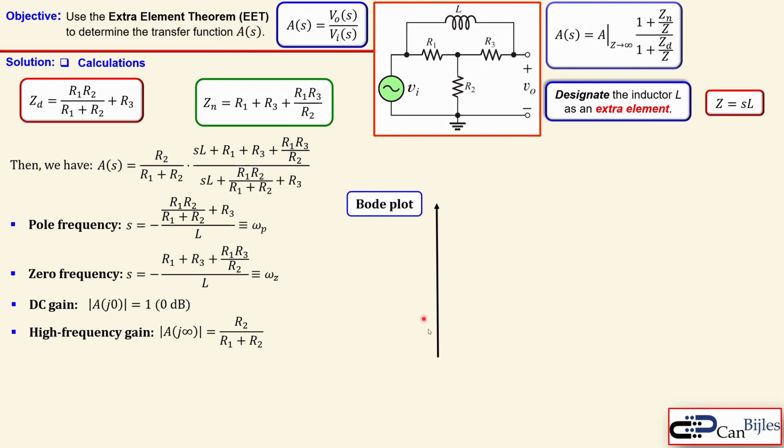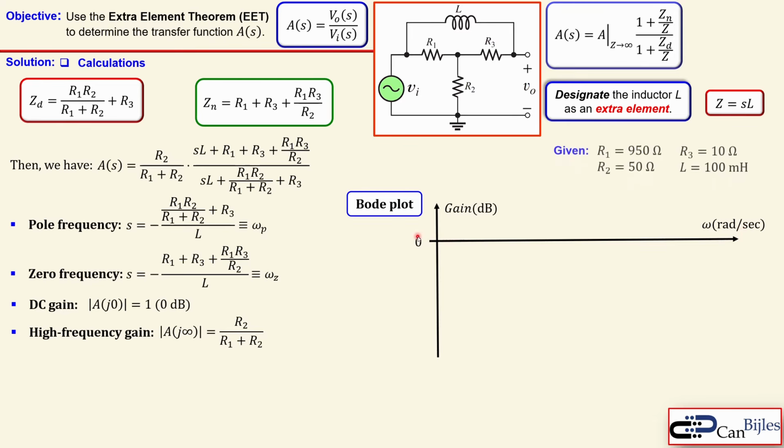In the Bode plot we have here on the vertical axis our gain, and on the horizontal axis our frequency. This is the gain in dB, this is the frequency in radians per second, can also of course be in hertz. Here we have our 0 dB region, and these are the values we have in this circuit as an example. So R1 is 950 ohms, R2 is 50 ohms, and we have 10 ohms for R3, and our inductor is 100 millihenry.